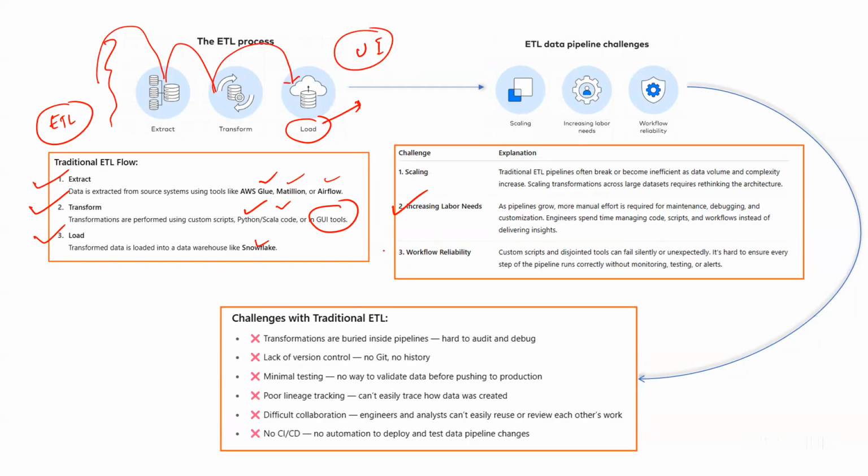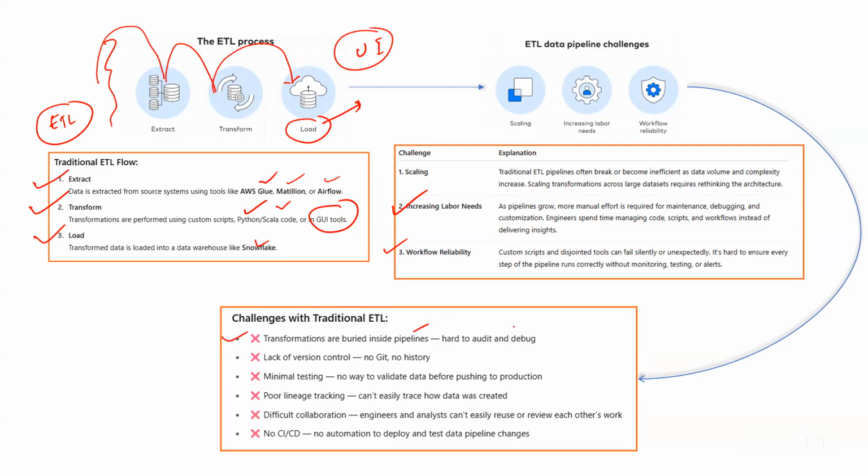And then workflow reliability. You have written a lot of custom tools, a lot of scripts, everything you have written, but you have to manage that pipeline, you have to manage that workflow. If there is any break in that particular workflow, it's very difficult. And more on top of that, your transformations are buried inside your pipeline. It's very hard to debug and audit.